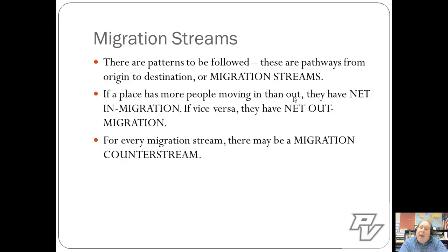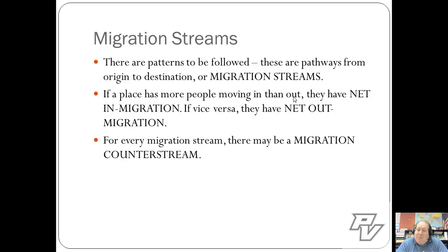There are patterns to be followed, and the pathways from origin to destination are called migration streams. There are some general migration streams that we see in the world today. Things like the idea of moving from Europe to New York in the early 20th century. When you're talking about people coming in through Ellis Island, this was a migration stream. Today, another one of those migration streams has to do with movement into the United States from Mexico.